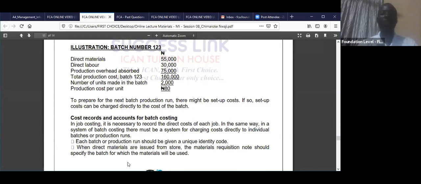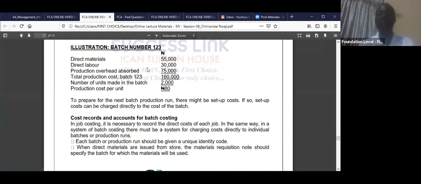Now, cost records and accounts for batch costing. Here we find that in job costing, it is necessary to record the direct cost of each job. In the same way, in a system of batch costing, there must be a system for charging cost directly to individual batches. So that's why we need to get our total production cost per batch, not just per unit. Each batch or production run should be given a unique identity code. So we see batch number 1, 2, 3. That's an identity code for that batch.